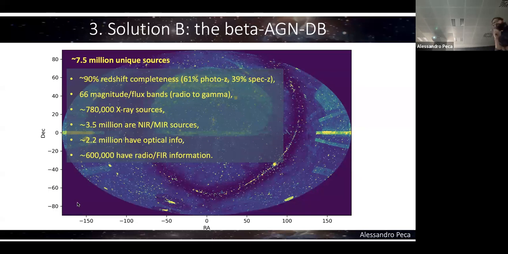So these are just some of the numbers that we have: high redshift completeness, 66 magnitude and flux bands, almost 1 million X-ray sources, several millions of near-infrared, mid-infrared, far-infrared, optical, and also something in the gamma band.